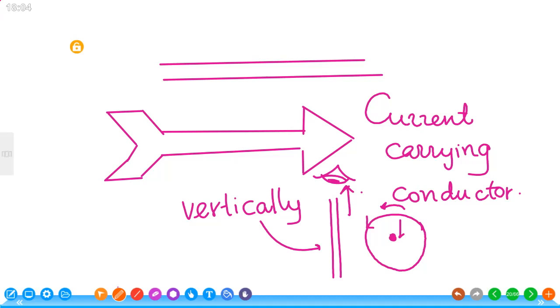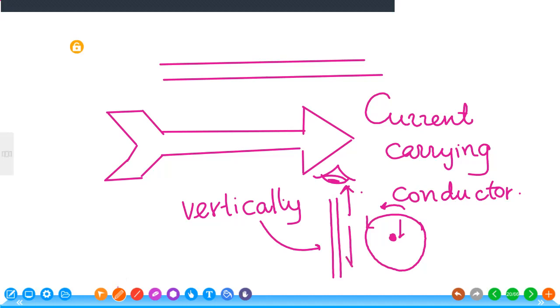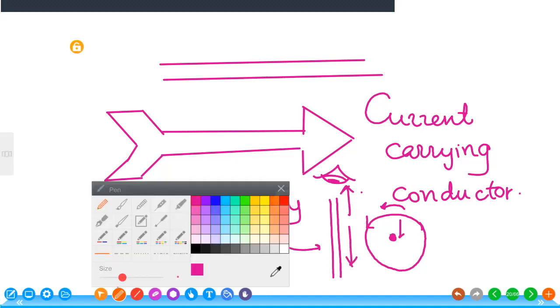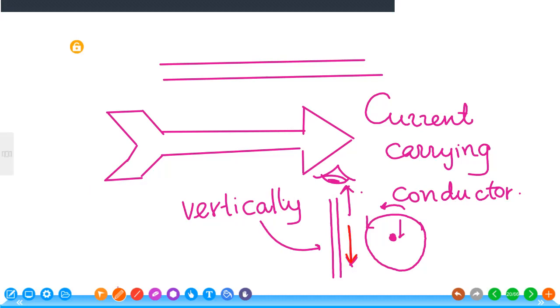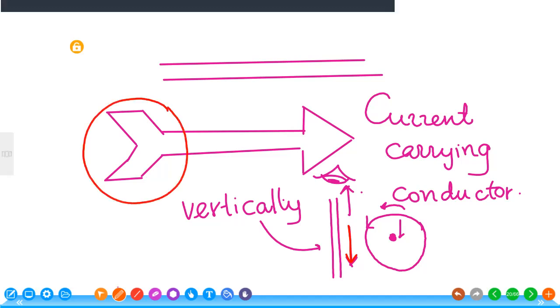Then, if you think of the direction of current downwards, imagine now the direction of current is downwards. If the current is flowing downwards, you have to understand that the arrow is going downwards there. We are observing from the top. Now we see the tail of the arrow. Therefore, we represent it by putting a cross there.